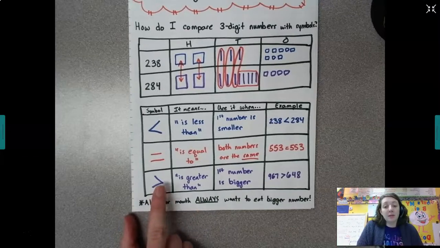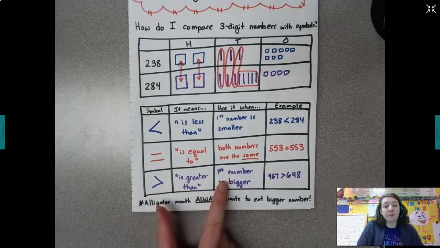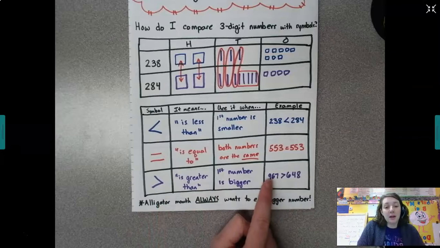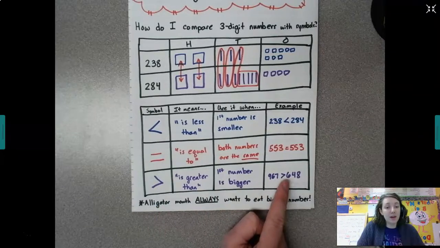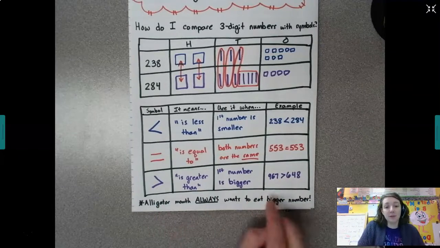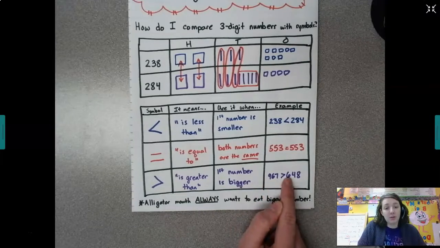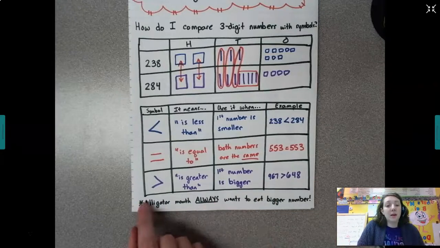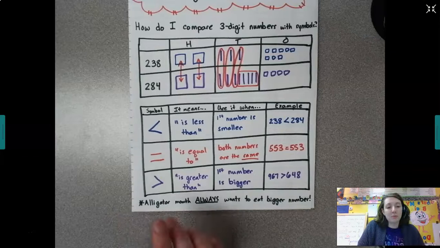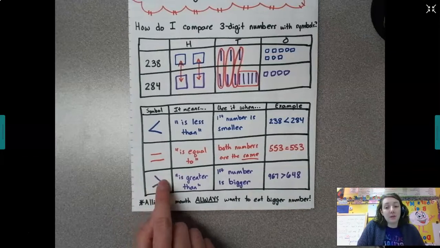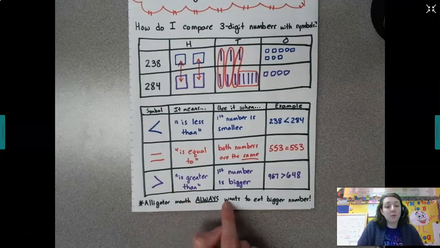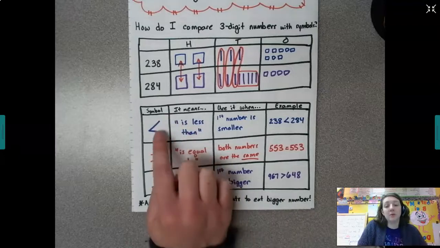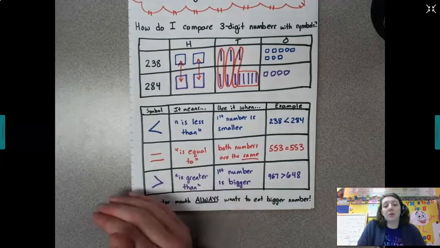This is the greater than symbol. It means that the first number is bigger, like in 967 is greater than 648. Okay, and in this case, if you start in the hundreds, you can see that the 900 is bigger than the 600, so I wouldn't even need to go farther than that. 9 is bigger than 6. Something they may have told you in first grade, or you might have heard before, is the alligator, whose mouth always wants to eat the bigger number. So in less than, it's pointing to the bigger number, and in greater than, it's pointing to the bigger number.